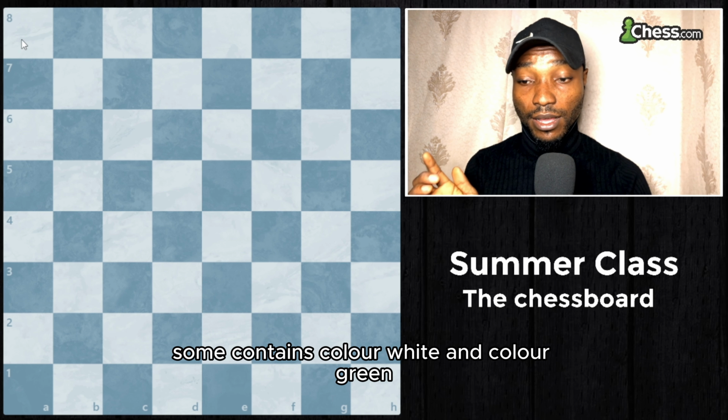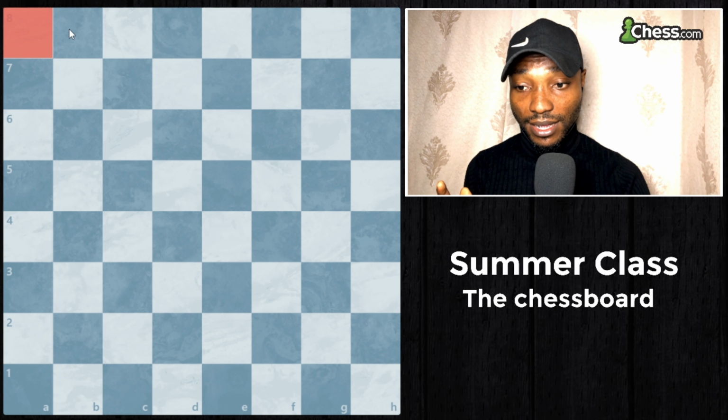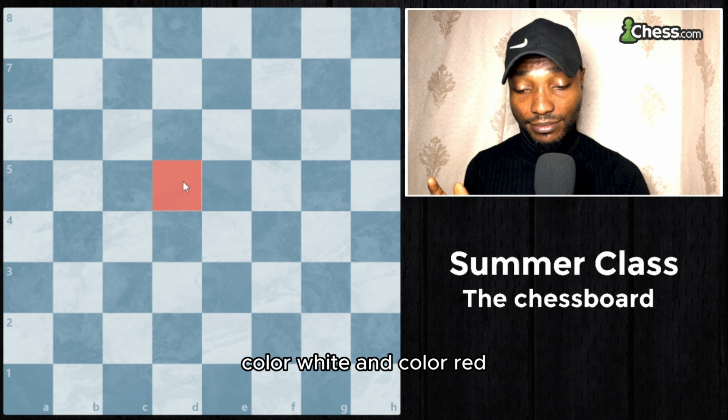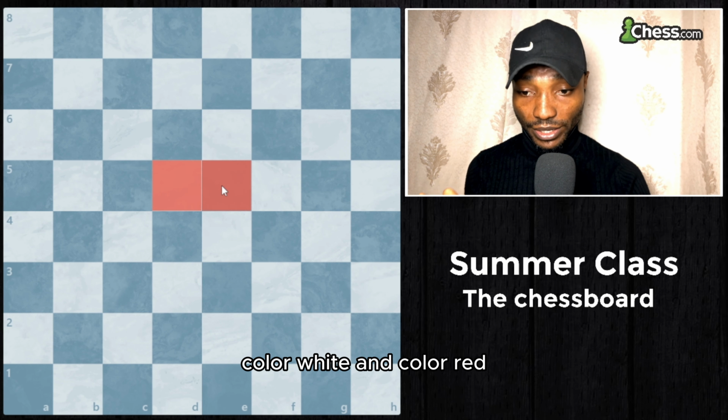Some contain color white and color red. Those colors identify the dark squares and the light squares respectively.